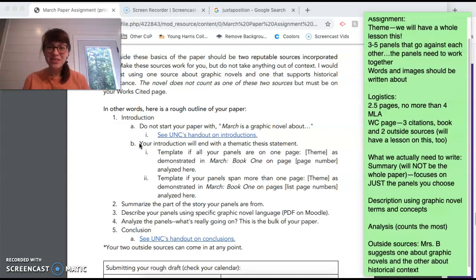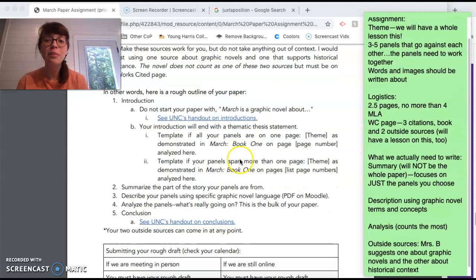All right, so your introduction will end with a thematic thesis statement. And as another gift, in addition to this outline in general, I have given you a template for your thesis statement, and all you have to do is fill in with what's in brackets. So if your panels are all on 1 page, you will insert your theme and then say, as demonstrated in March Book 1, on page, and then you give the page number, analyzed here. If you can fill this in correctly, you will get full points on this.